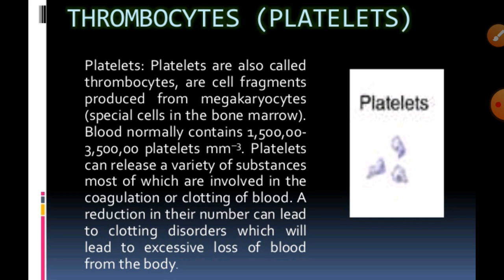If we talk about the functions, as I already told you, their main function is to release factors, most of which are helpful for the coagulation of blood. So up to here we have completed this topic.